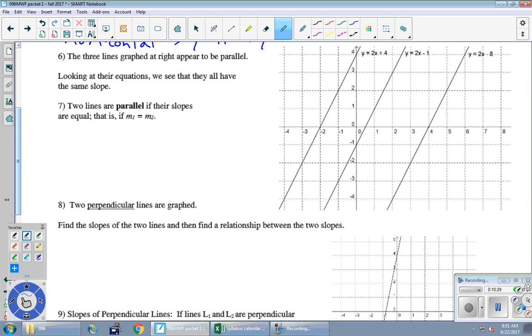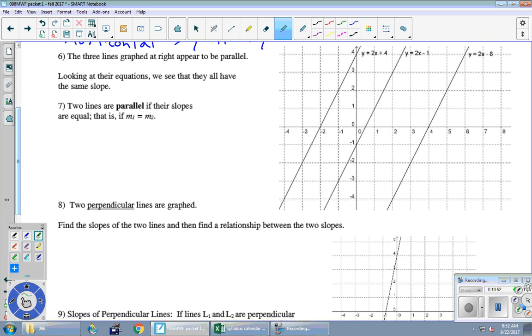And it turns out that that gives us the only fact we need about parallel lines, is that lines are parallel if their slopes are equal. And if two lines have equal slope, they are parallel. So that is written right there in number 7. Two lines are parallel if their slopes are equal. And I want this to make sense. Again, you're going to have it written on your cheat sheet, but I want you to buy into it.